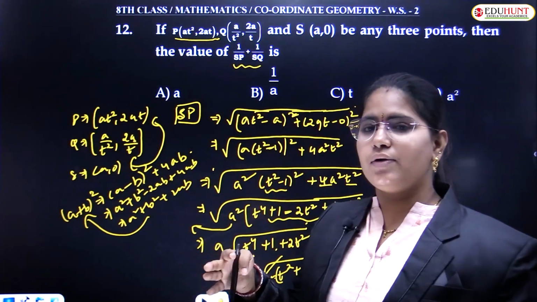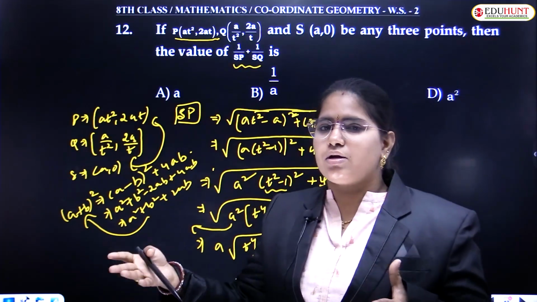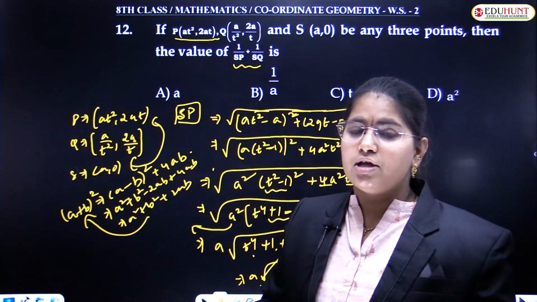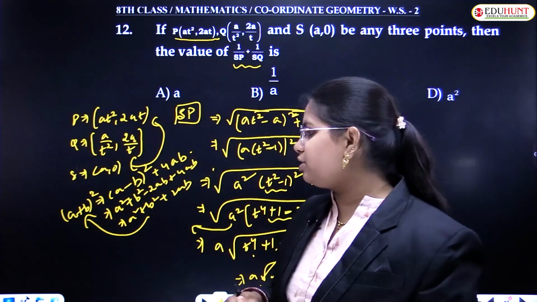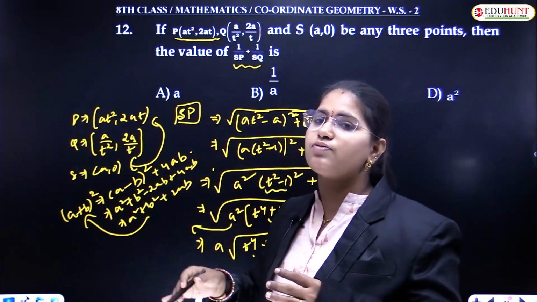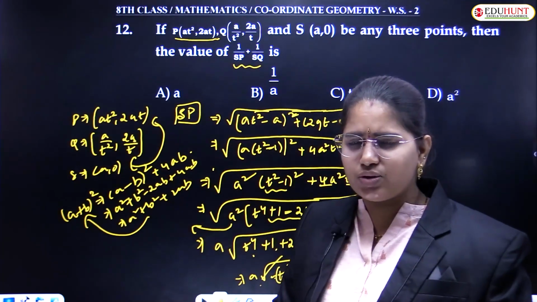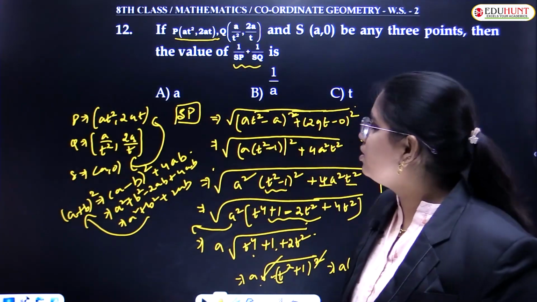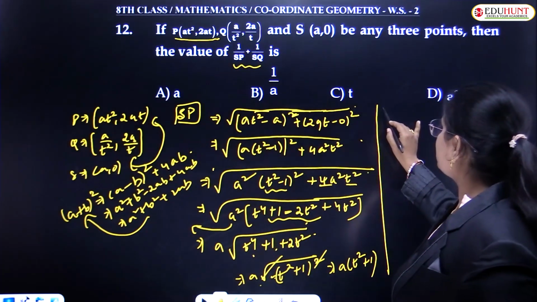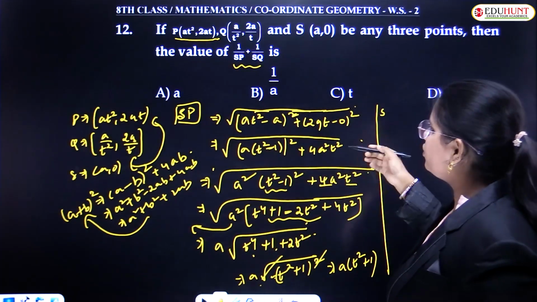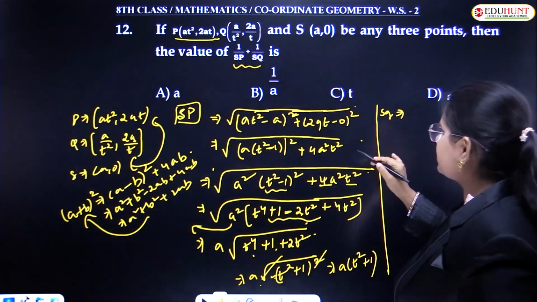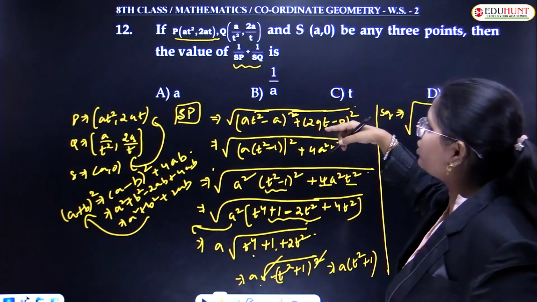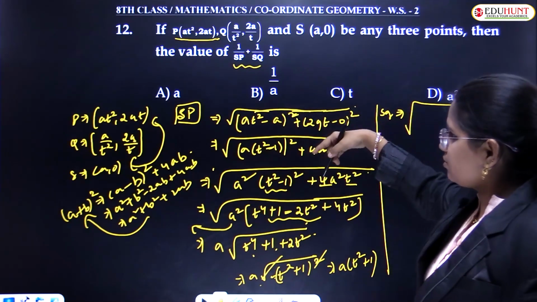Till now you have learnt only (a plus b) whole square in the form of a square plus b square plus 2ab. That is absolutely correct. We can also express it in the form of (a minus b) whole square plus 4ab, which is also correct. We can write like that, yes or no? Based on the convenience of the problem. So SP is done. We have to do SQ. What is the distance between 2 points again? SQ is nothing but, yeah, tell me.